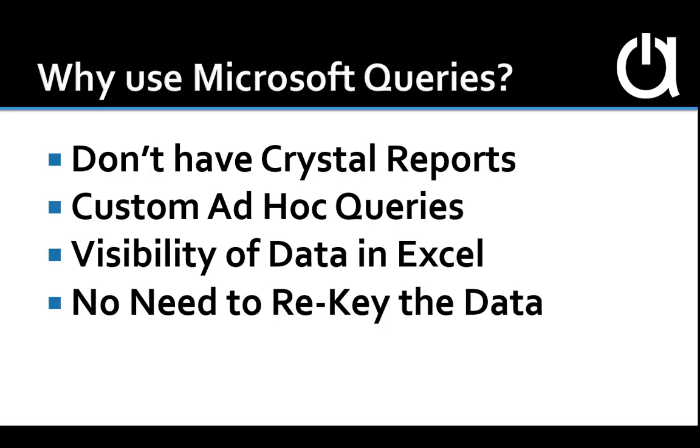A Microsoft query also prevents the need for users to rekey their information. Through the use of an ODBC database connection, a Microsoft query will allow your Office applications, such as Excel or Word, to use their built-in functionality to extract the data from the Acctivate database and return it right back into Excel or Word.